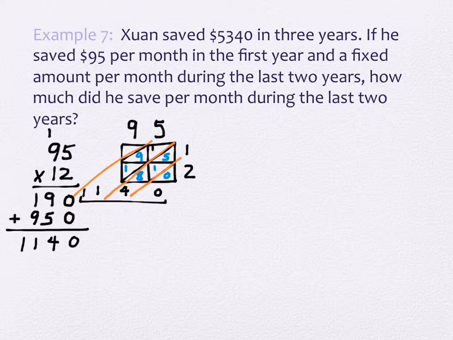What am I going to do now that I have the 1140 by whichever method I chose? I'm going to subtract it from what? All right, so 5340 is how much he saved total. And we know in year 1 he saved $1140. Okay? This one's actually really nice. There's no borrowing or anything going on in this particular subtraction. What do you get? 4,200.